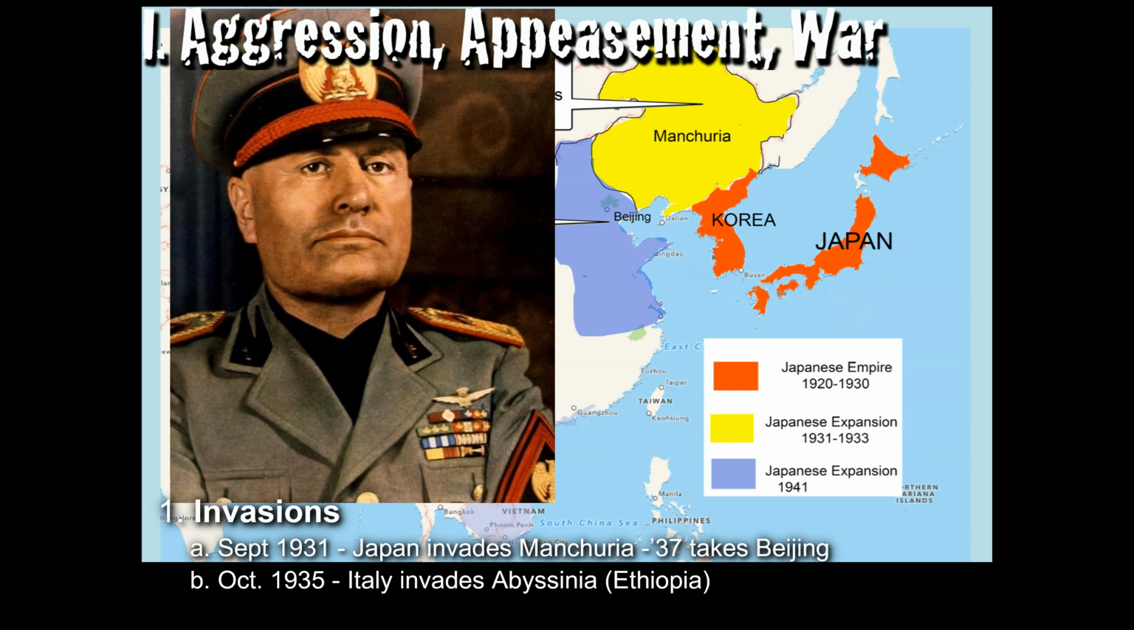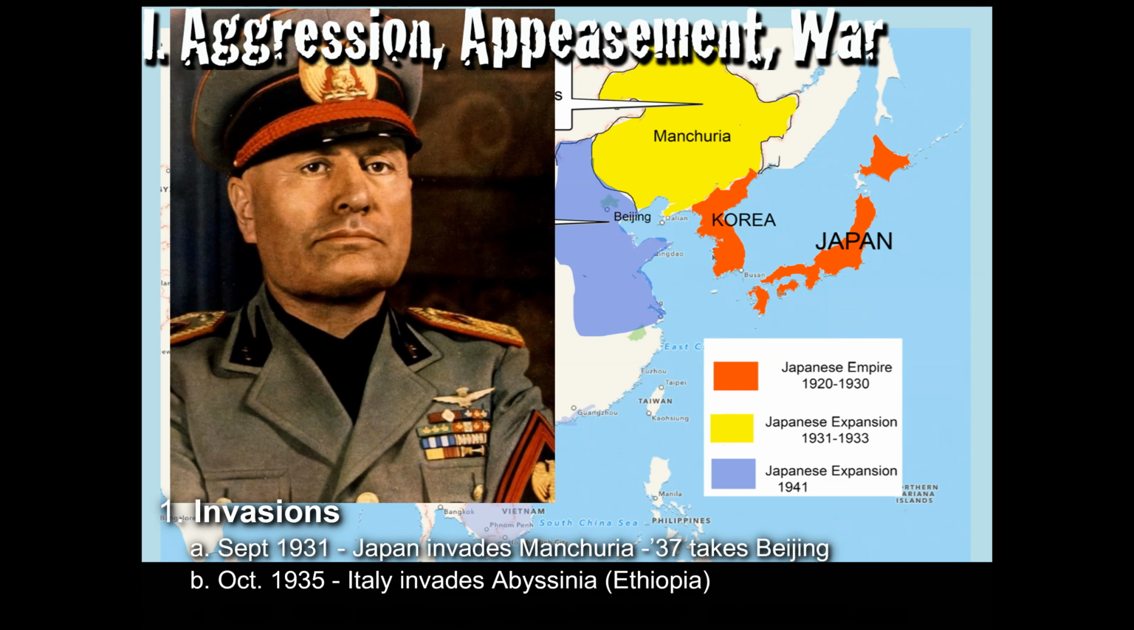In 1935, he invades and conquers Ethiopia. Now remember, Ethiopia, back in the age of imperialism, the late 1800s, they were the only successful resistance to, in this case, Italian imperialism, and they defeated the Italians. So where does Mussolini go when he has the power and a more modern military? Back to Ethiopia.